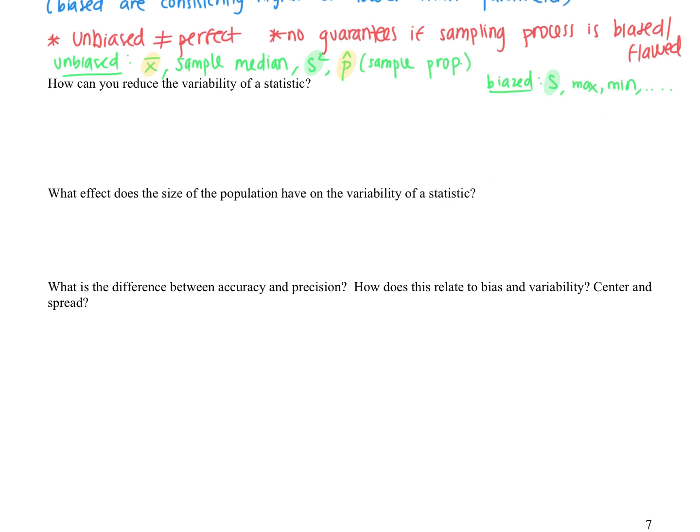How do we reduce the variability of a statistic? So for example, if we were to look at the sampling distribution of S. So what I mean by that is we're taking all the samples of size 2 or 3 or 4, let's say 4, all the samples of size 4, we're finding S for every sample and we're graphing them. How do we get less variability?